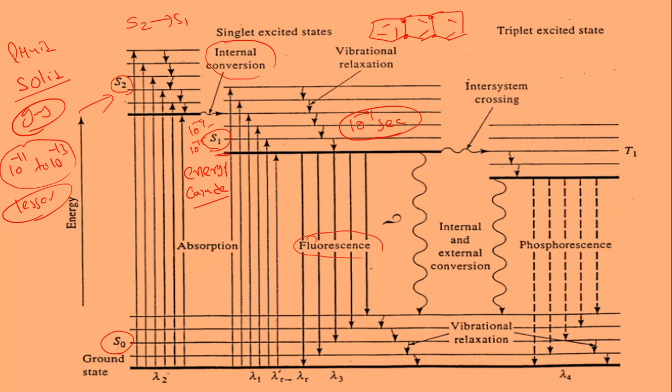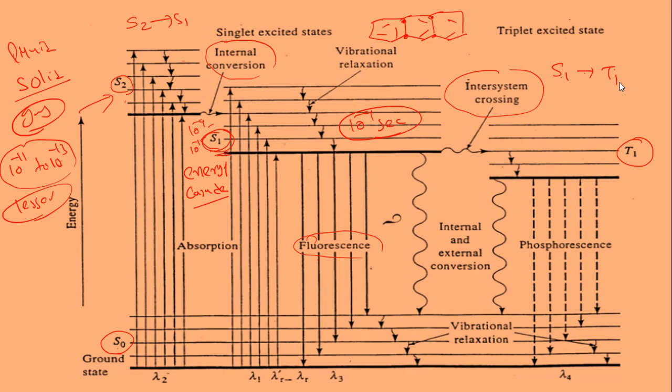Okay, now what is intersystem crossing? Most of the molecules in the S1 state may drop down to the triplet state. So this S1 state is converted to the triplet state. By doing this, the multiplicity is changing. Here they have an S1 state, which is a singlet state, and it is converted to the triplet state by means of what? Intersystem crossing. That is called intersystem crossing, the conversion of S1 to T1.